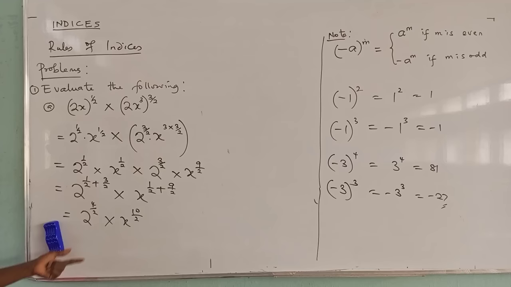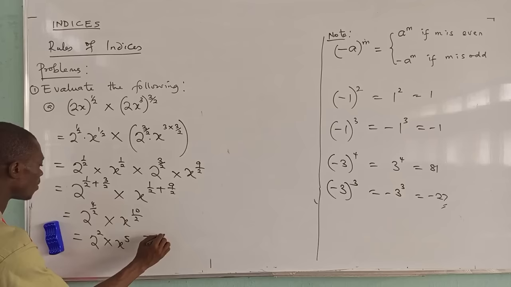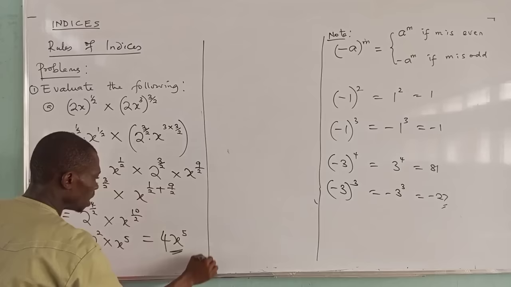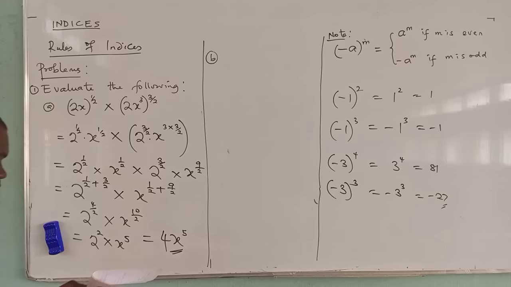And this is going to give us 2 raised to power 2 times x raised to power 5. And so our answer is 4x raised to power half. And that's what you have as a solution to this first problem that we have here. The second one that we are asked to evaluate, look at it here.